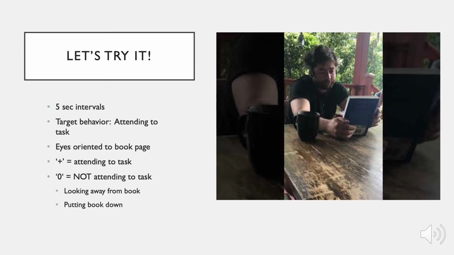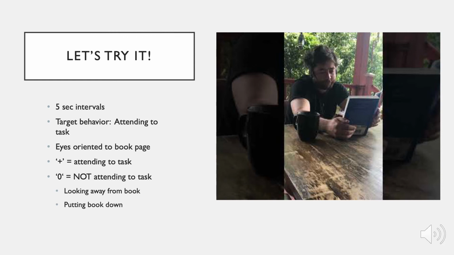Like I mentioned earlier, we're going to use 5-second intervals. Our target behavior today is attending to a task. So that's going to be eyes oriented to the book page. A plus is going to equal attending to the task, or an occurrence, and a 0 is going to equal not attending to a task. And that may look like looking away from the book or putting the book down.